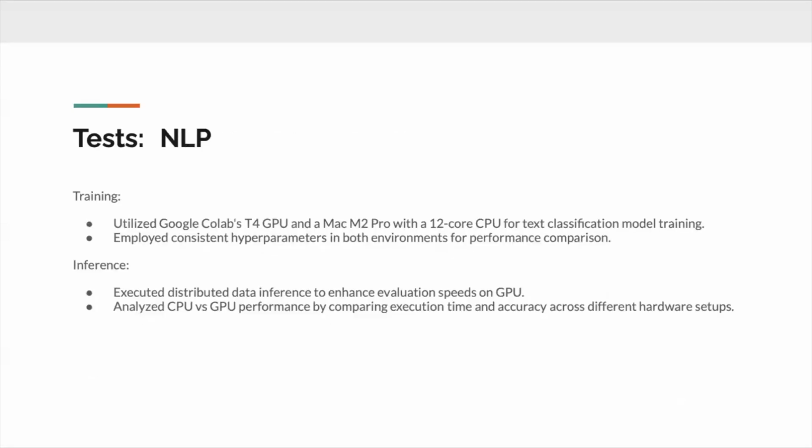Now I'll speak about the tests done in the NLP section of the presentation. For the training part, we used a GPU from Google Colab. It's a Tesla T4 GPU, which has a memory of 16 gigabytes. And to run on CPU, we used a Mac CPU of 12 cores. Similar to the image classification, we use the same hyperparameters for CPU and GPU in order to compare them efficiently.